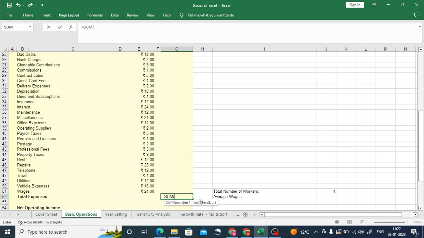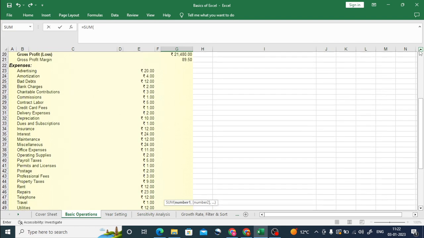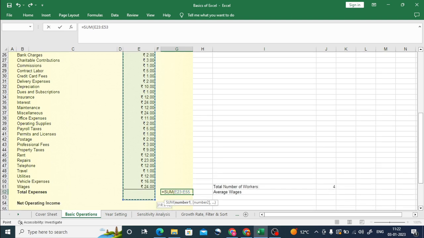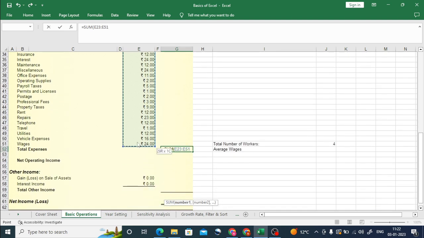Number 1, number 2. So what you have to do is simply select all the cells which you want to add. So beginning from advertising, select all the cells which have the data of expenses until wages, right? That is the last item of expense, wages, and then we close the bracket and then we hit enter. So as you can see, Excel has calculated the total expenses as 266 rupees.